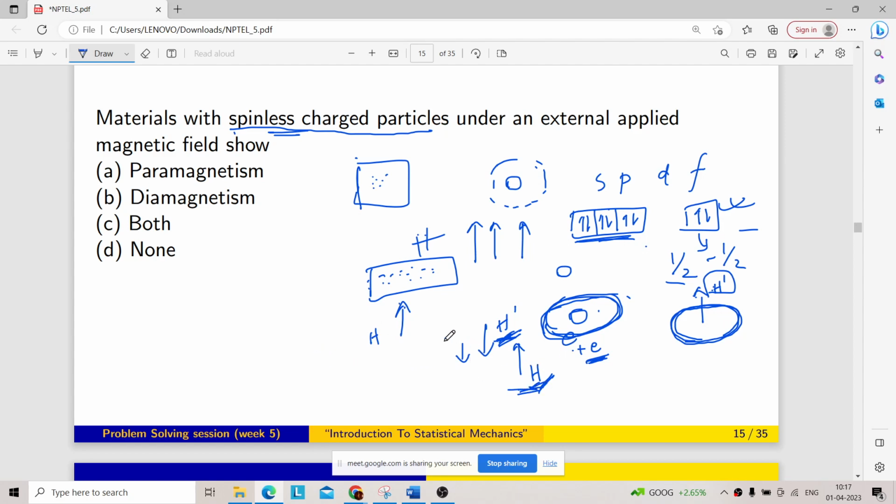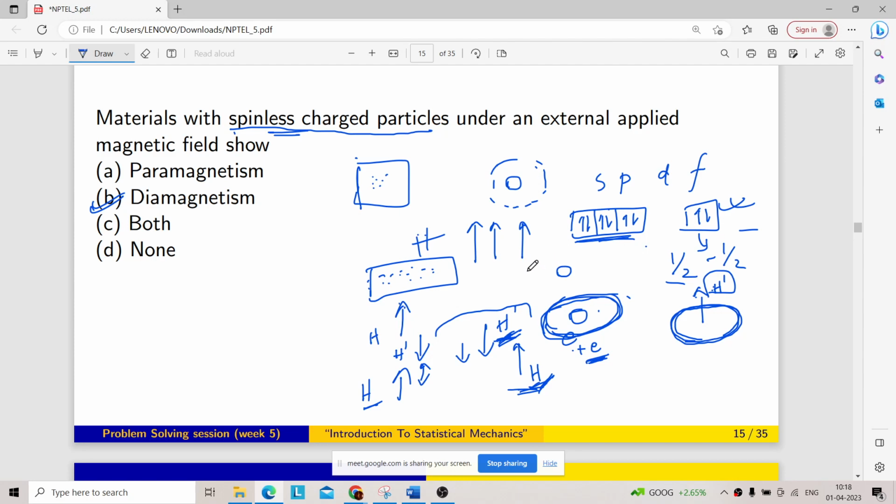So what is this behavior? We are applying a magnetic field, and we are getting a magnetic field from the atom which is opposite to the applied magnetic field. So in that case, what will happen? They will repel each other. So which magnetism property is repelling? This is the diamagnetism property. Yeah.